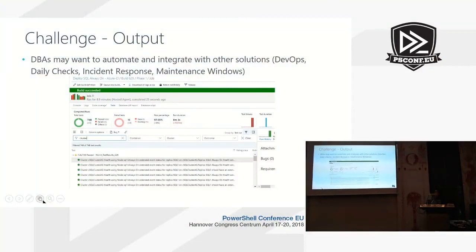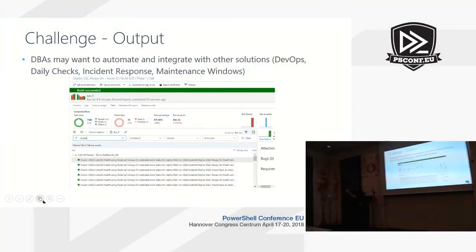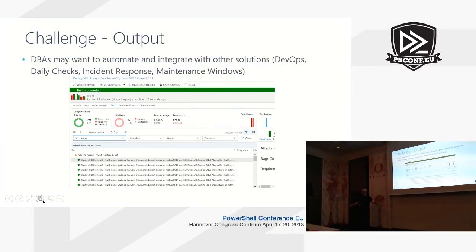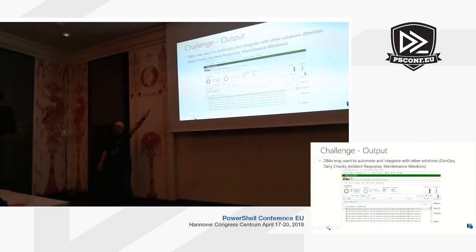There's another sort of output. We live in a world where we want to be able to spin up environments and create things on the fly automatically, infrastructure as code. So I wanted to be able to put my Pester results, my dbachecks results, configurably, into my build server. This happens to be VSTS, but it could be anyone.